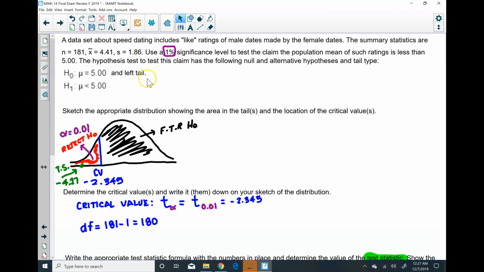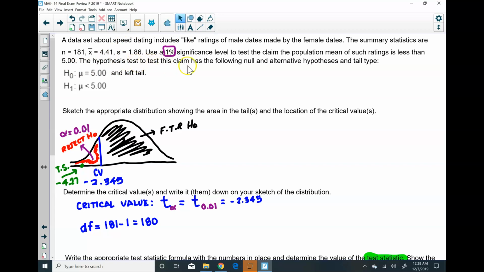Okay, now this last question says that a data set, speed dating, includes ratings of male dates made by the female dates. The summary statistics are n is equal to 181, the sample mean is 4.41, and the sample standard deviation is 1.86. We're going to use a 1% significance level to test the claim that the population mean of such ratings is less than 5.